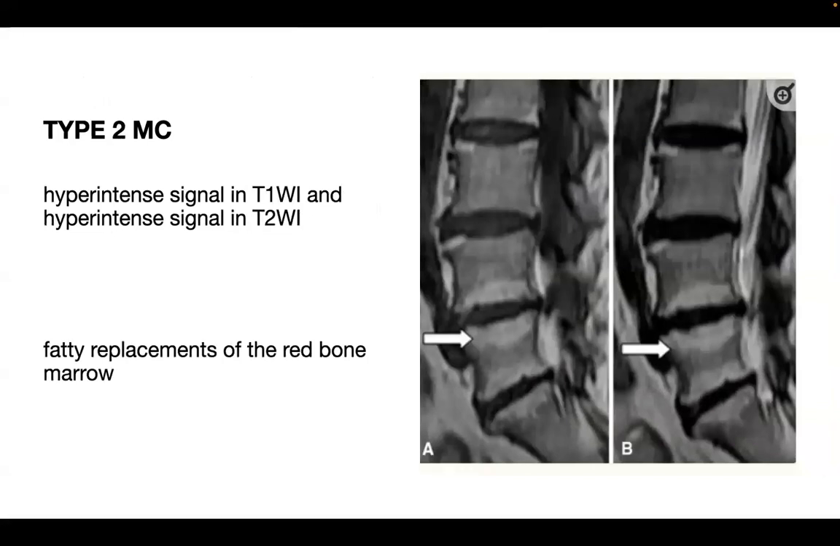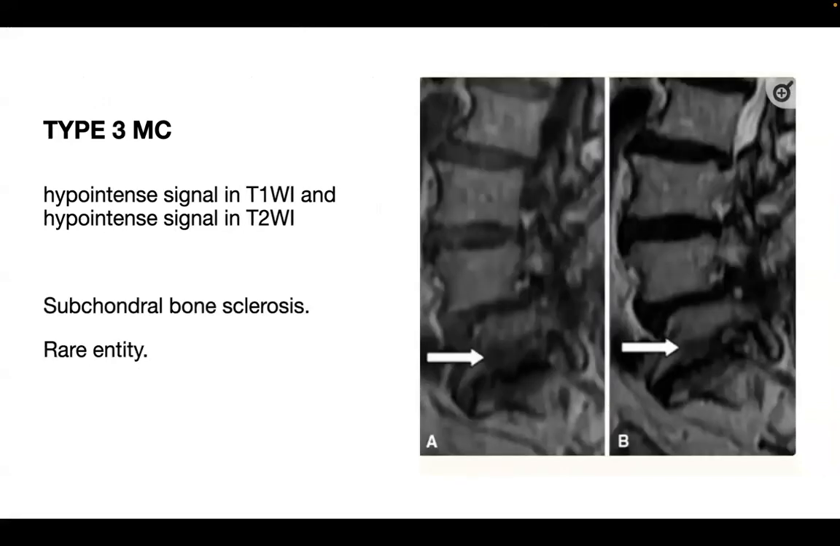Type 2 Modic changes appear in both T1 weighted images and T2 weighted images as hyper-intense signals. These actually represent a fatty replacement of the red bone marrow in the end plates. And coming to type 3 Modic changes, both T1 weighted images and T2 weighted images show a hypointense signal. These represent subchondral bone sclerosis in the vertebral end plates, and this is a very rare entity.